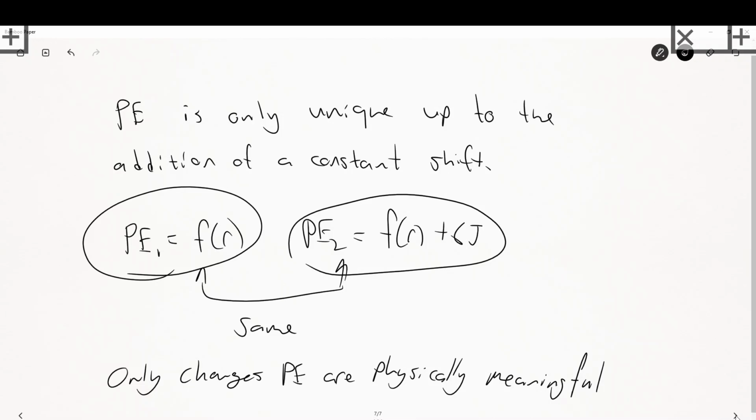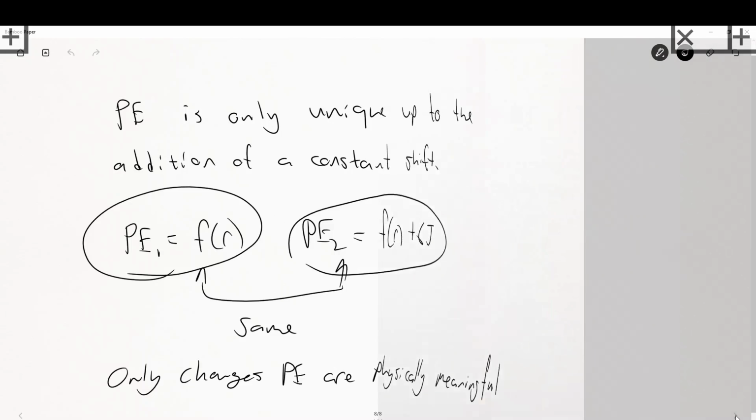So only changes in potential energy are physically meaningful, and what we're going to see is that those changes correspond to forces. Okay. So if we recall that a potential energy as a function of some position variable x is the negative of the work done going from some reference position to a final position x, and for any force, that can be written as the integral of f of x dx if I'm working in one dimension.